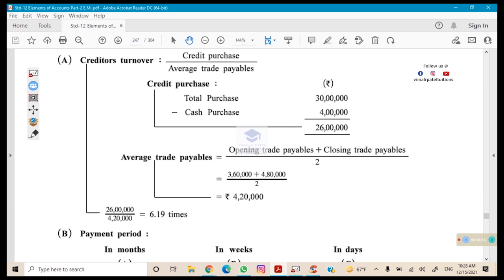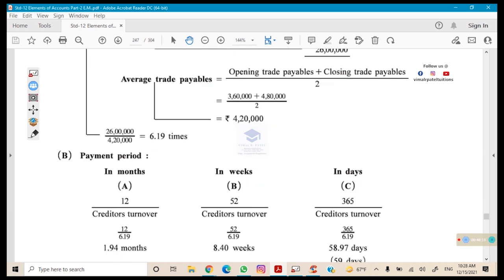So creditors turnover rate is equal to credit purchase upon average trade payables, 26 lakh divided by 4 lakh 20,000, so 6.19 times. Here that will be payment period. In months 12 divided by creditors turnover, that is 12 divided by 6.19, so 1.94 months. In weeks 52 divided by 6.19, that will be 8.40 weeks. And in days it will be 365 divided by 6.19, so 58.97, approximately 59 days.